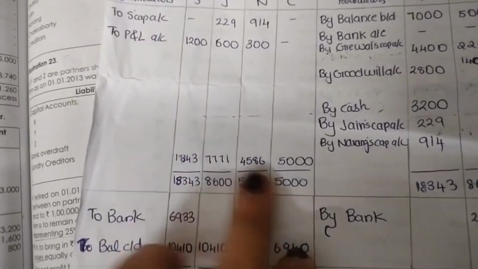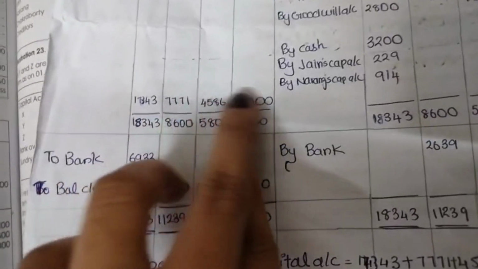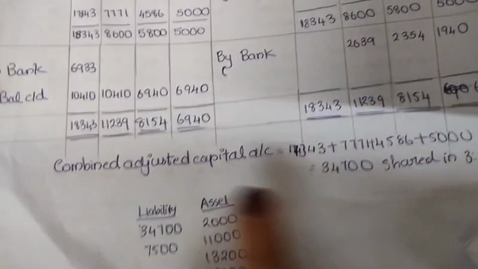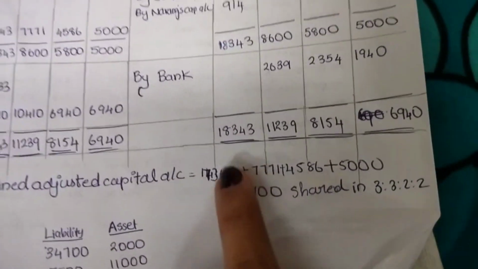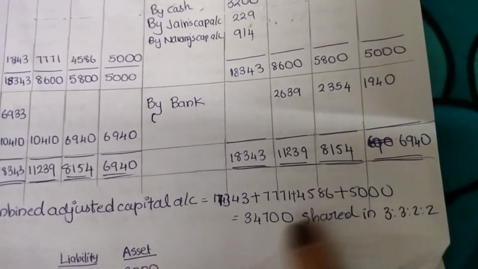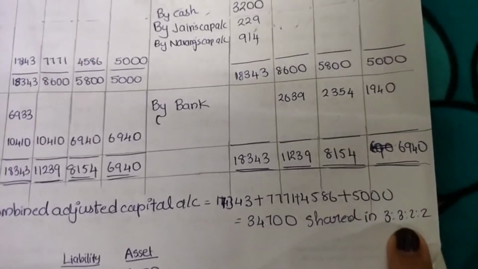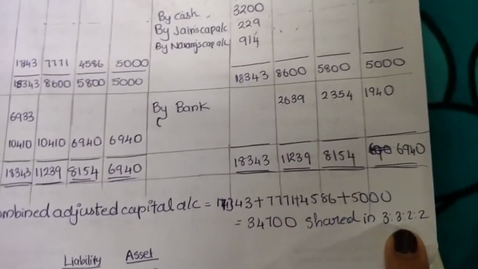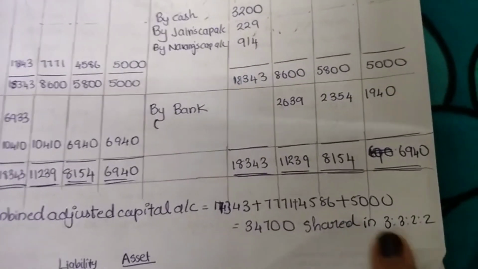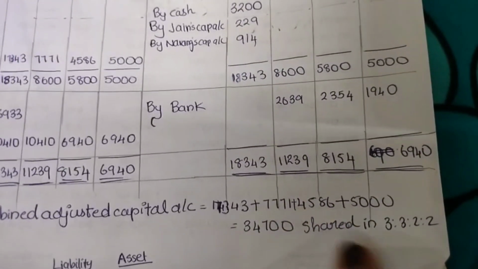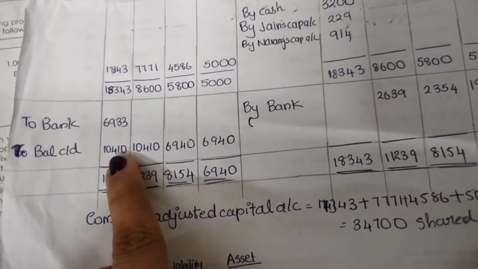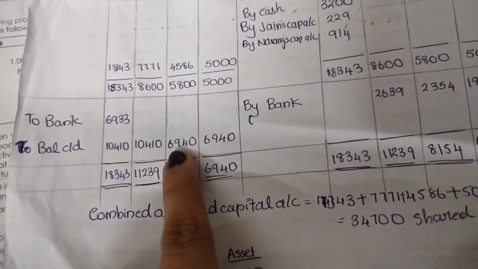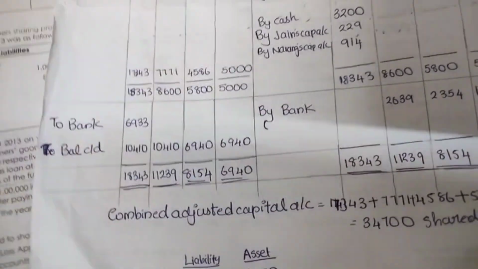So what we are going to do, take all these four and add. Taking all these four and adding is what we call the combined adjusted capital. So 34,700 is what we got. Now the new profit sharing ratio is what they are telling us to maintain the capital balances in. So 34,700 we got, and we have to maintain it in the ratio 3:2:2. So we divide it in that way, and we get 10,410, 10,410, 6,940, 6,940.